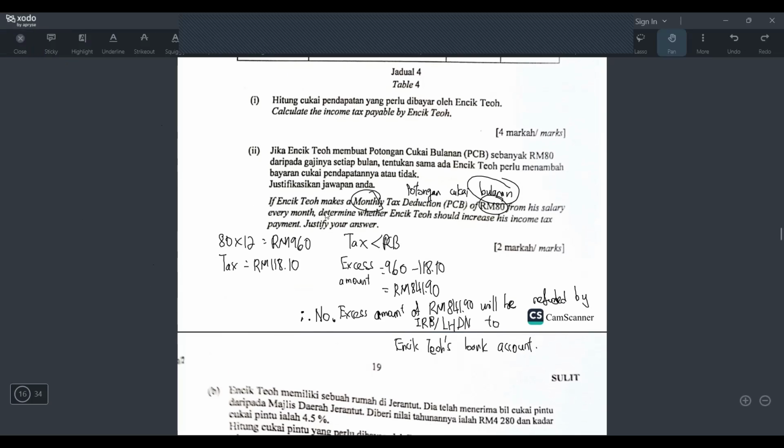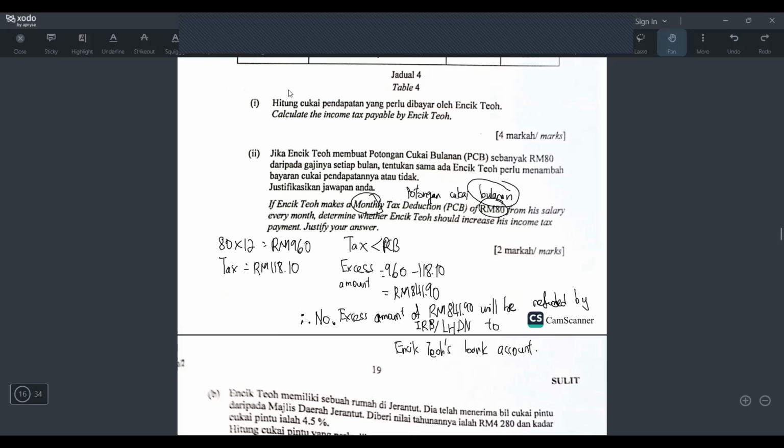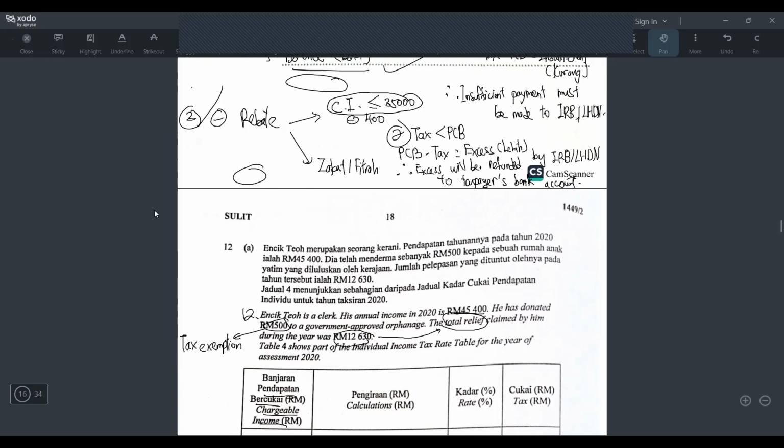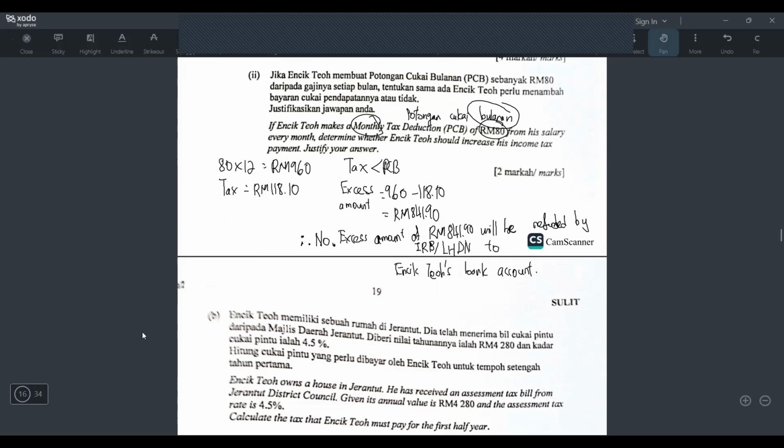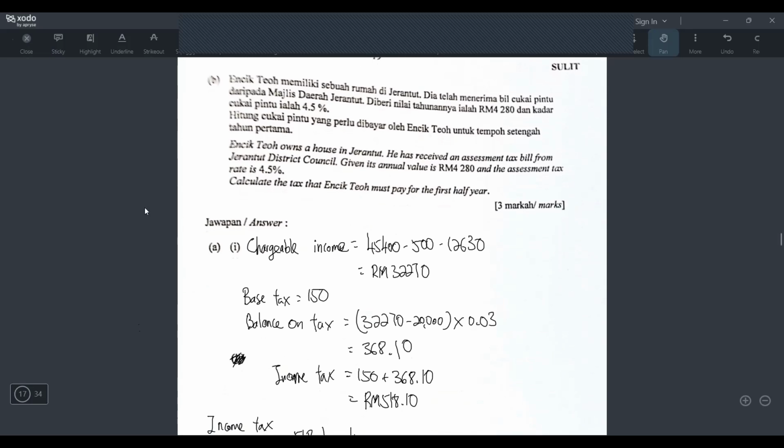Okay. So I think this is good enough, right? So let's see what they want. Determine whether Encik Teo should increase. Justify your answer. So I will say no, because he never kurang bayar, he just bayar lebih. So the baki 841.90 will be refunded back, right? And they say give a reason, right? I think I already give the reason. The reason is this: the tax is less than the PCB. That's why. That's the reason, right? So make sure you hafal this also. Okay. So let's continue with soalan B.